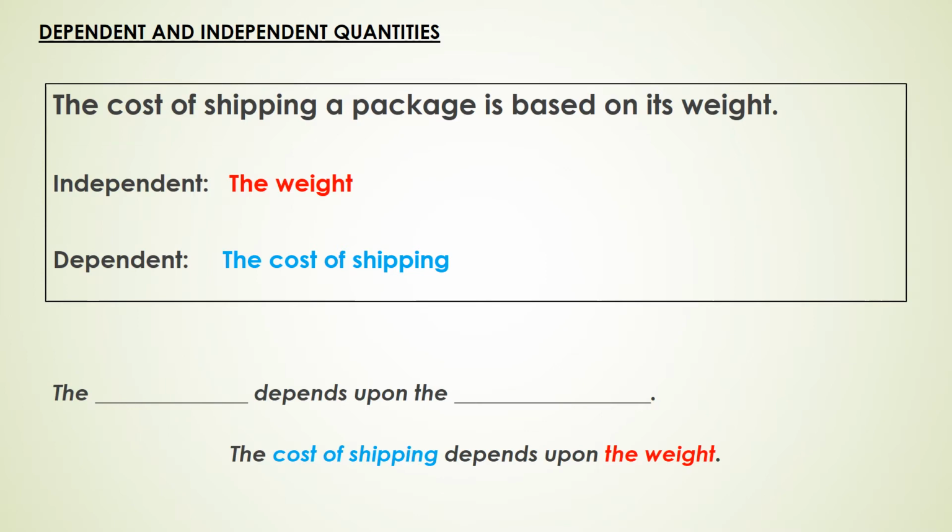Okay, now look at this slide. The cost of shipping a package is based on its weight. The 2 things that we're talking about in this sentence is we're talking about the weight and the cost of shipping. So the independent is the weight. The weight will not change. So it forces the dependent to change. The cost of the shipping is the dependent quantity right here.